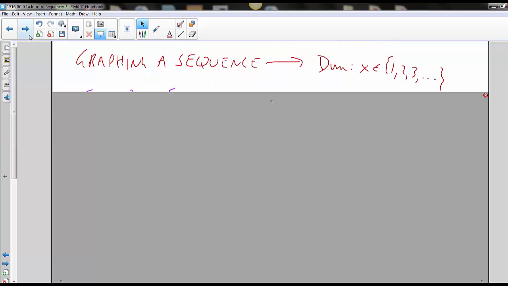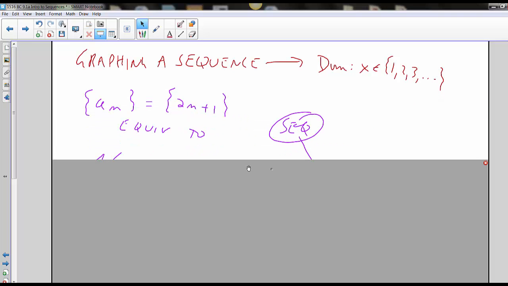Okay, now we're going to be graphing a sequence since they defined it as a function, but the thing you got to keep in mind is that the domain is integers. So we're going to have these dot functions, the graphs. You're not going to connect the dots.